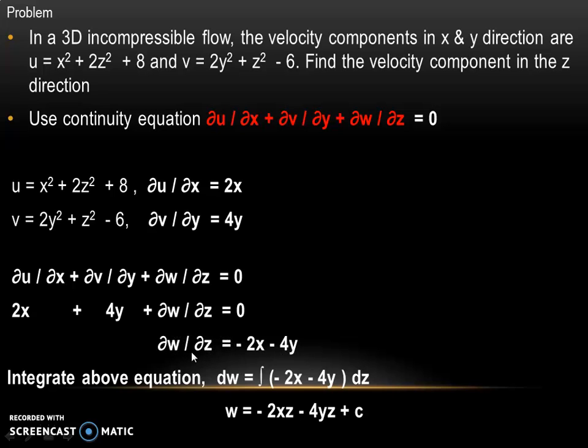To find w, we will integrate this equation with respect to z. So dw is equal to integration of minus 2x minus 4y into dz. So it will be w equal to minus 2xz minus 4yz plus c. So this is the equation for the velocity component along z direction.